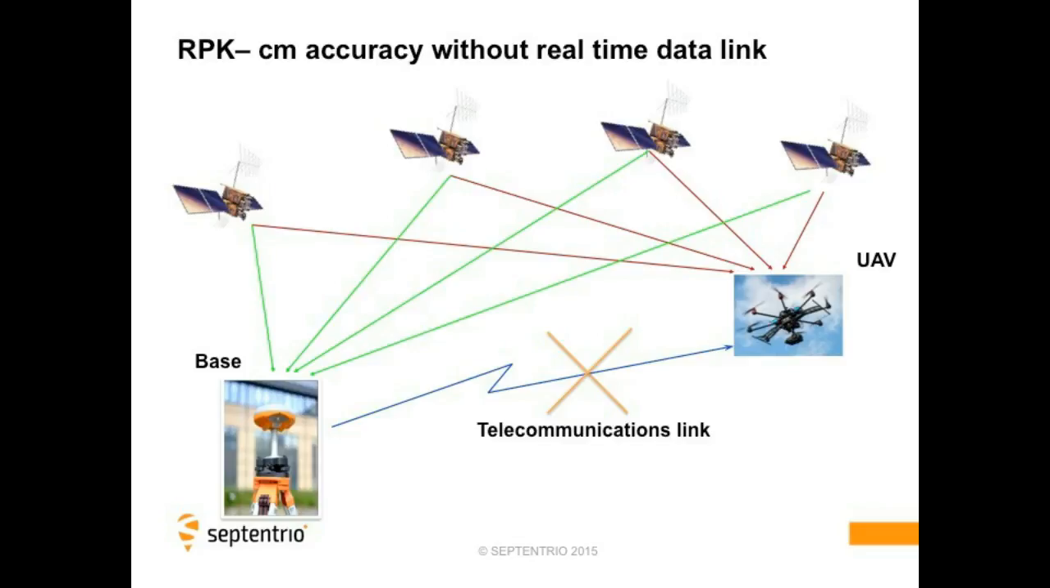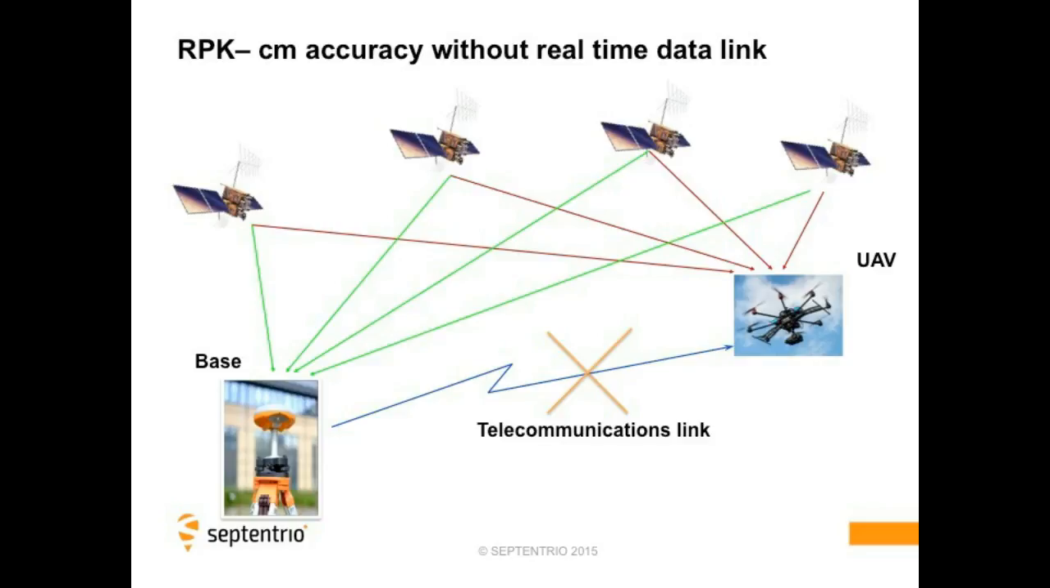So for that reason, at Septentrio we've developed what we call RPK, or reprocessed kinematic, whereby you can eliminate the link between a fixed station and the UAV, and still produce, with the software that we've developed called Geotags, centimeter-accurate georeferencing of the images.